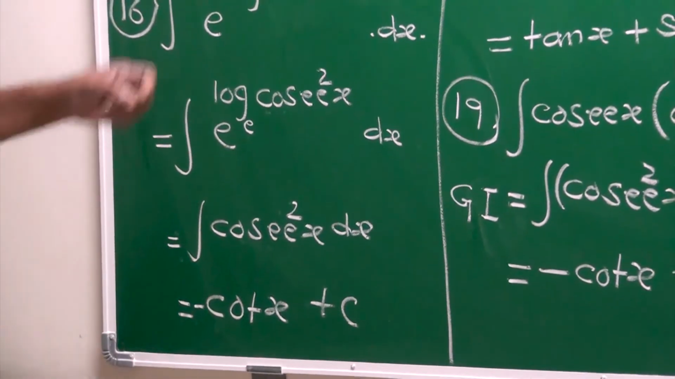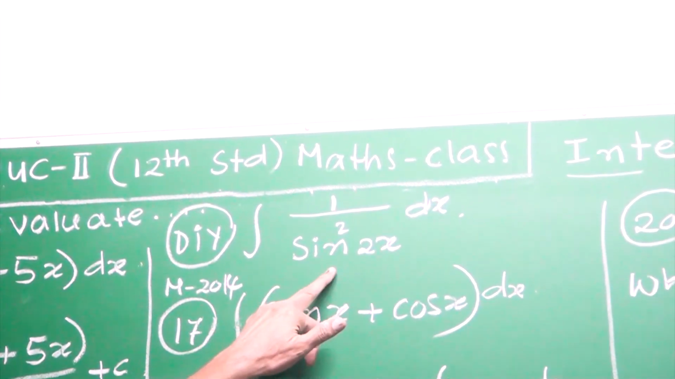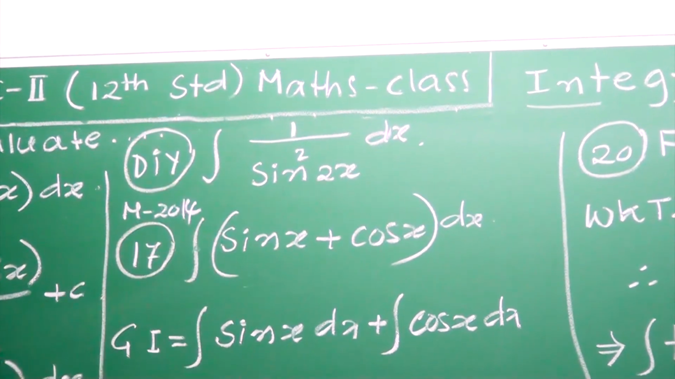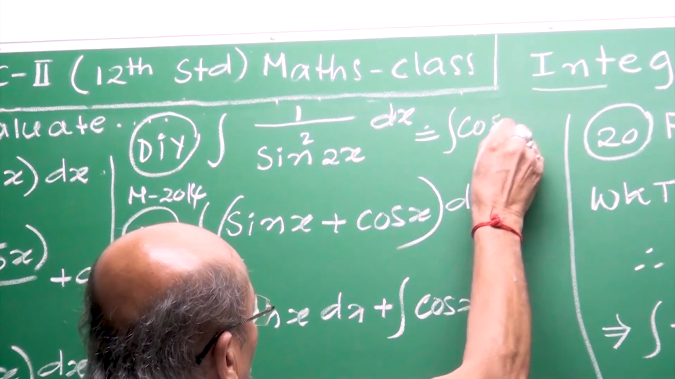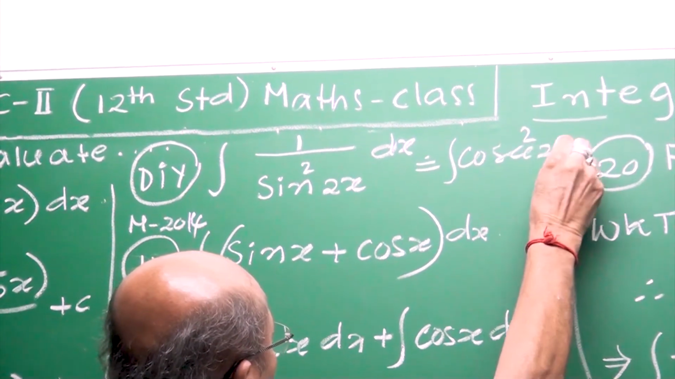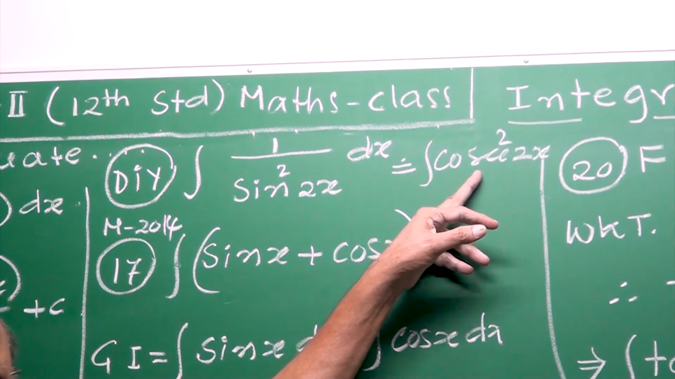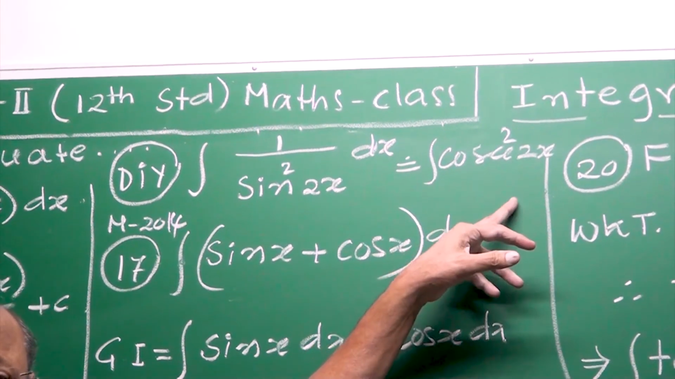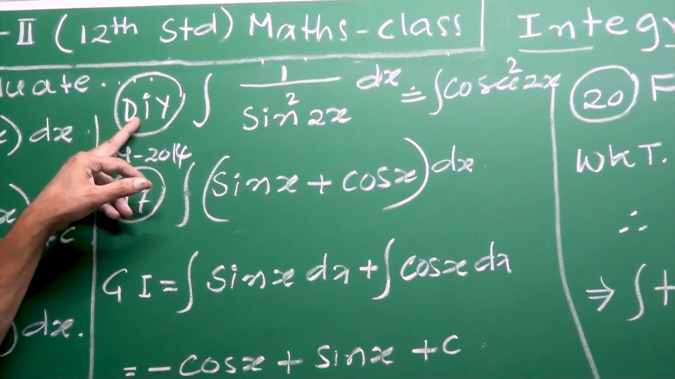Sometimes they give like this, my friends. Integral 1 by sine square 2x. This sine square you have to lift to the numerator. It becomes integral cosec square 2x dx. What is the integral of cosec square? Minus cot 2x upon 2, plus c.